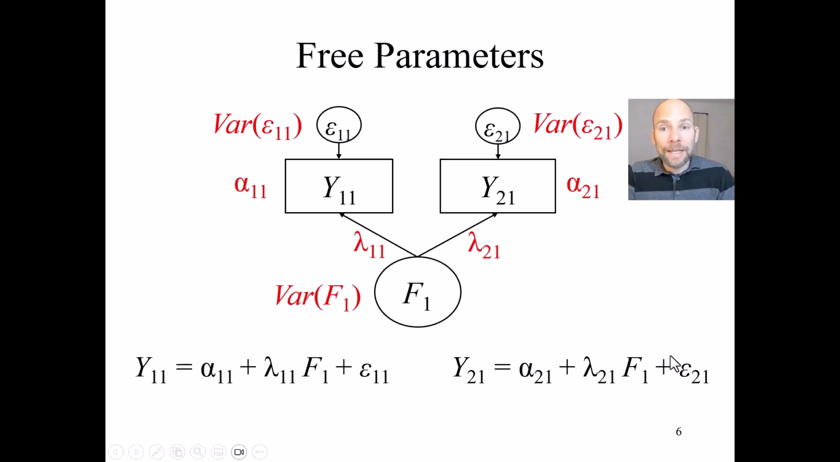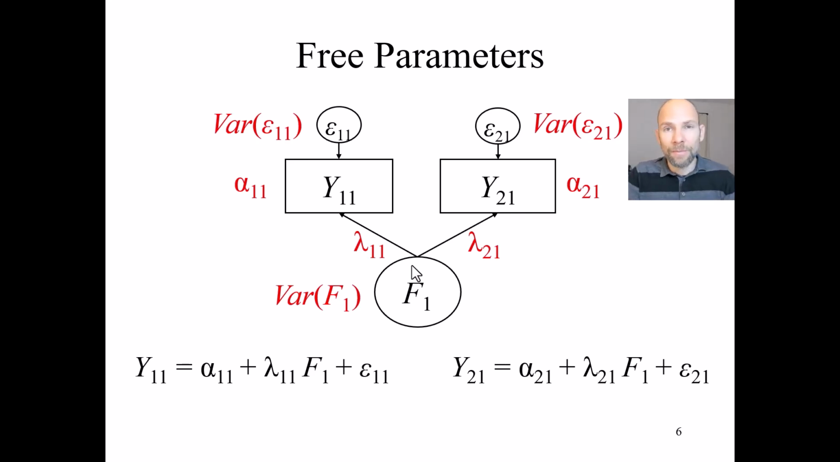Now you can see here that we have in this model 7 free parameters: 2 loadings, 2 intercepts, 2 error variances and the factor variance. So even the small model has a large number already of free or unknown model parameters, and now we need to talk about how we can connect these unknown parameters to known information.